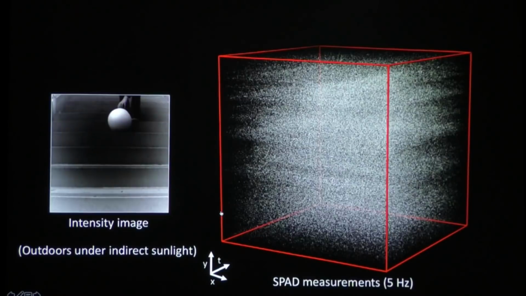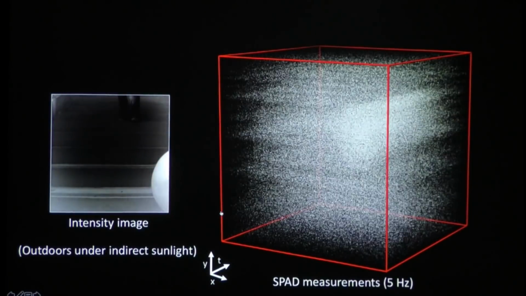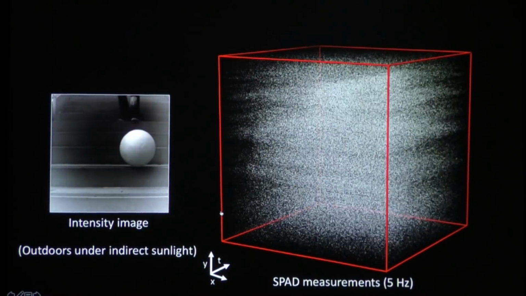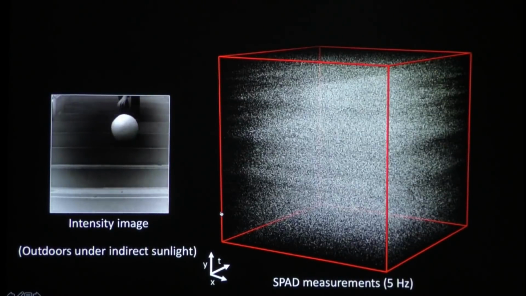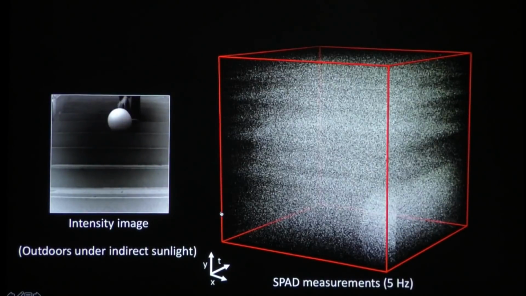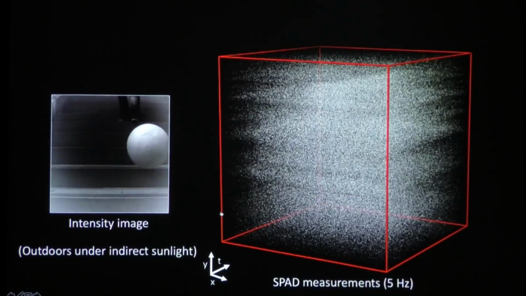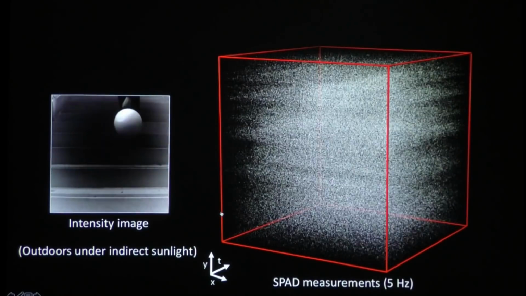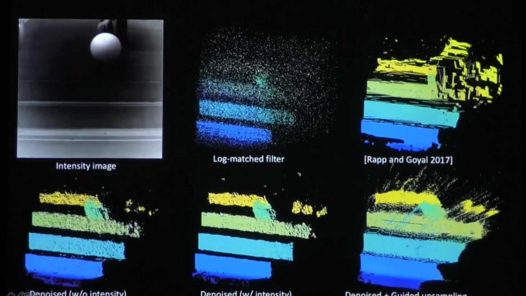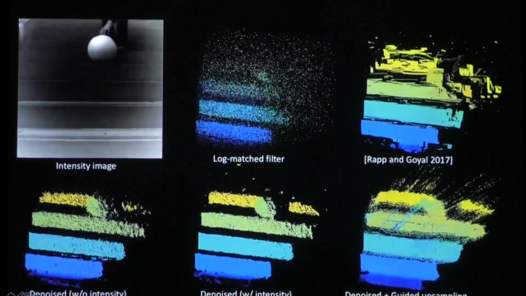And here's an example of a result that we captured outdoors. So this is done under indirect sunlight. We couldn't handle direct sunlight right now because we're using a very, very, very low power laser. But here we have an extreme amount of ambient photons, even though this was done under indirect sunlight, so in a shaded region outdoors. But despite that, we can still reconstruct the geometry just fine.